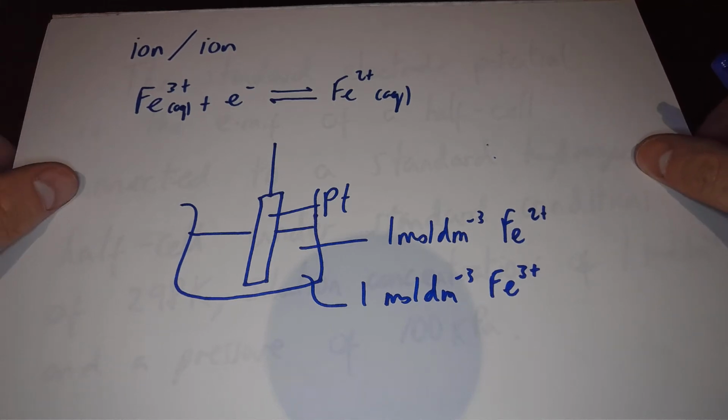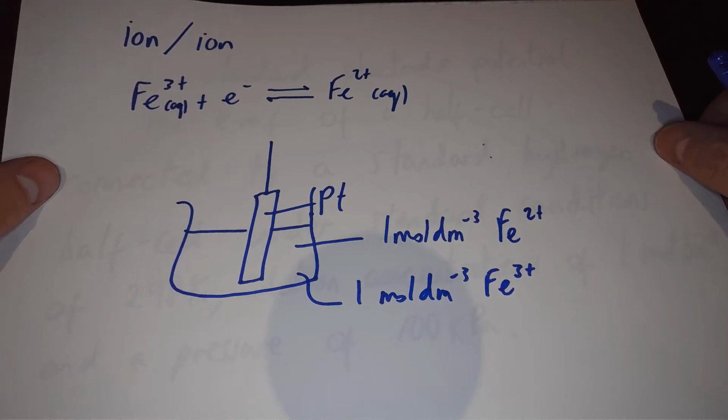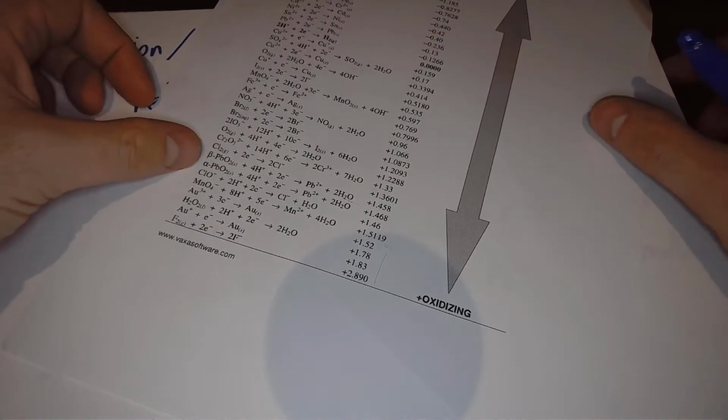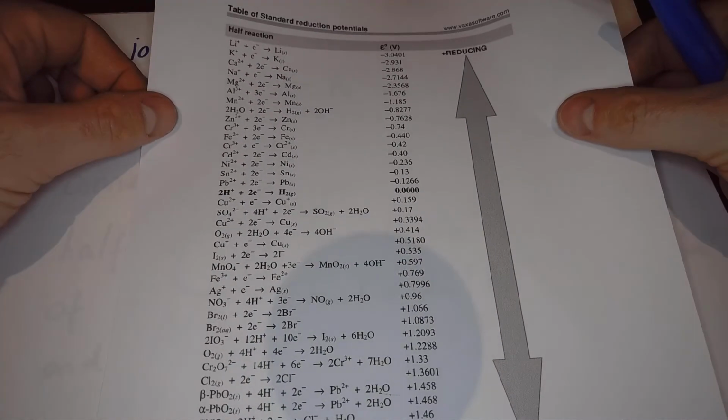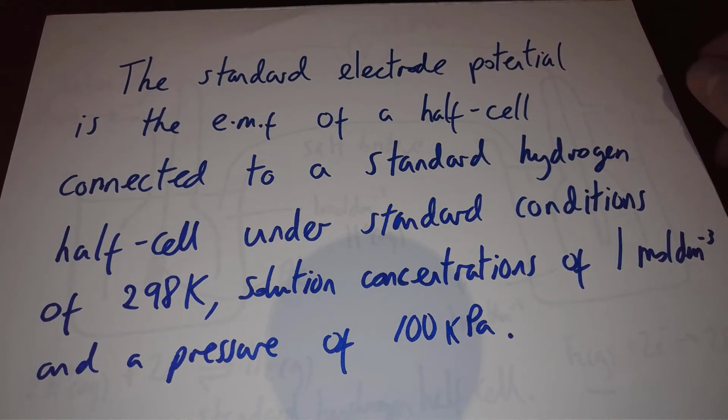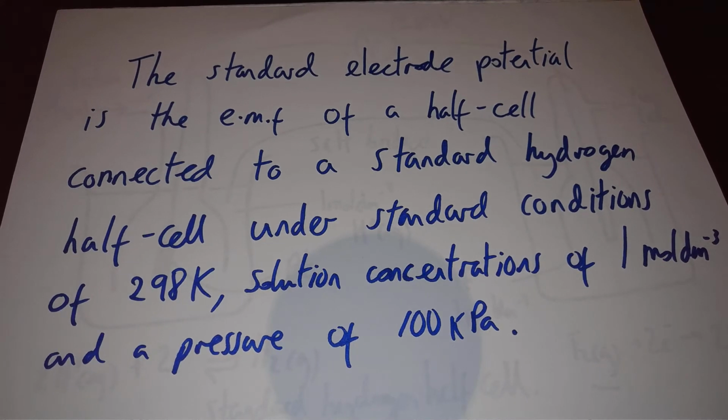So these are half cells, and all these half cells, as we saw, have these numbers which we call standard electrode potentials. So let's have a look at what is a standard electrode potential. Well, it's a definition you need to know. The standard electrode potential is the EMF, and that's another word for volt, another way of saying voltage, of a half cell connected to a standard hydrogen half cell under standard conditions of 298 K, solution concentrations of 1 mole per dm cubed and a pressure of 100 kPa, or you can say 1 atmosphere.